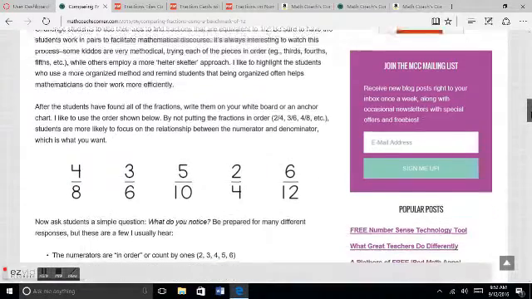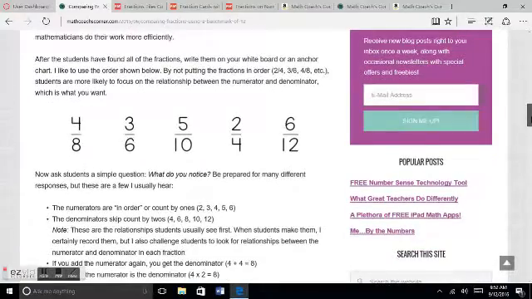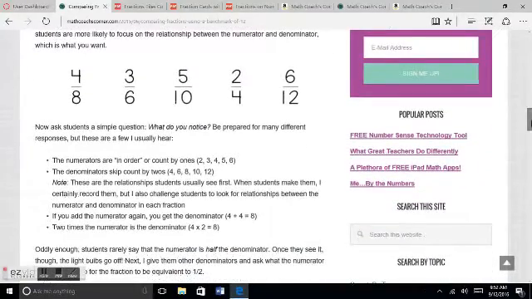After you have them written on the board, ask the students, what do you notice? And then be prepared for many different answers. One thing they might say is that the numerators are in order or count by 1s. They also might say that the denominators skip count by 2s. These are both good observations, but you really want to push them towards making observations between the numerator and denominator of a single fraction.